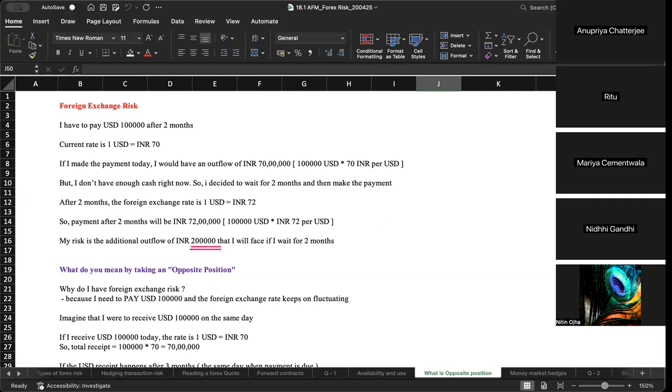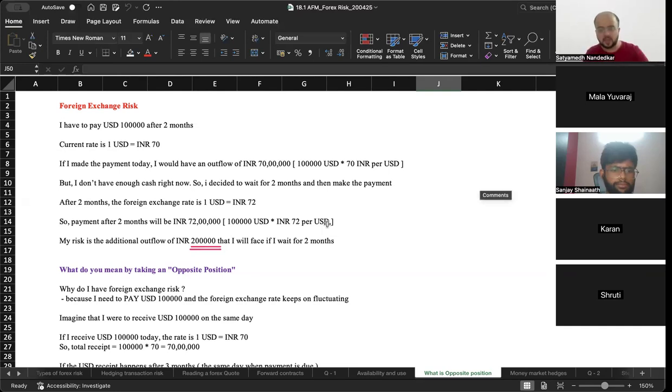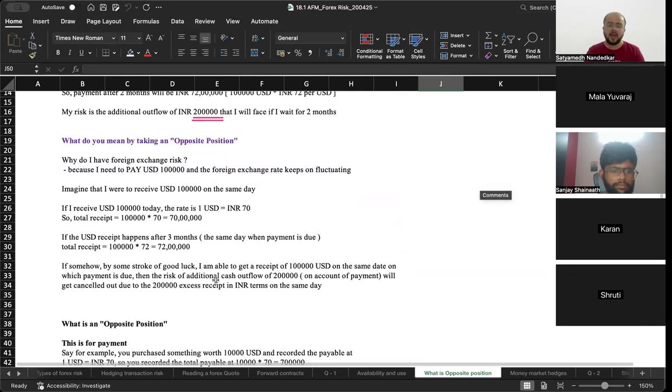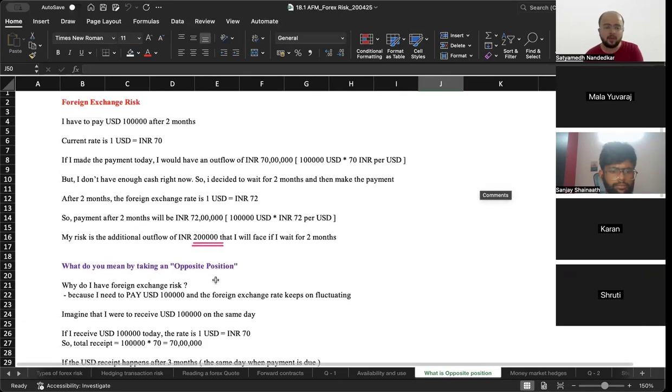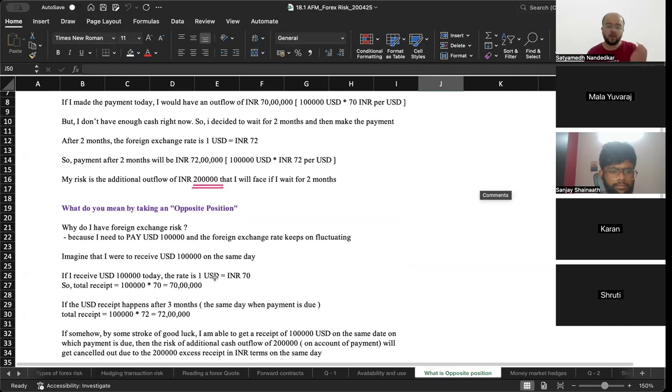Now, let's understand what we mean by taking an opposite position. If I wait for 2 months, I end up paying 2 lakhs more. Now, I have to pay how many dollars? I have to pay $1 lakh. Now, to create an opposite position means, see, my original position was that of payment. If I have to pay USD and the foreign exchange rate goes up, then naturally there will be a higher payment that I end up making. Now, if I have to get rid of this risk, what I do is I deliberately get in touch with a customer.